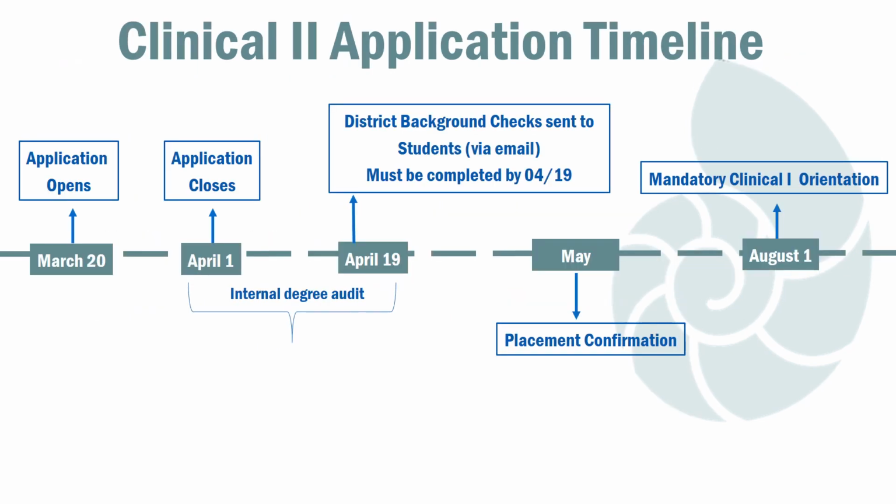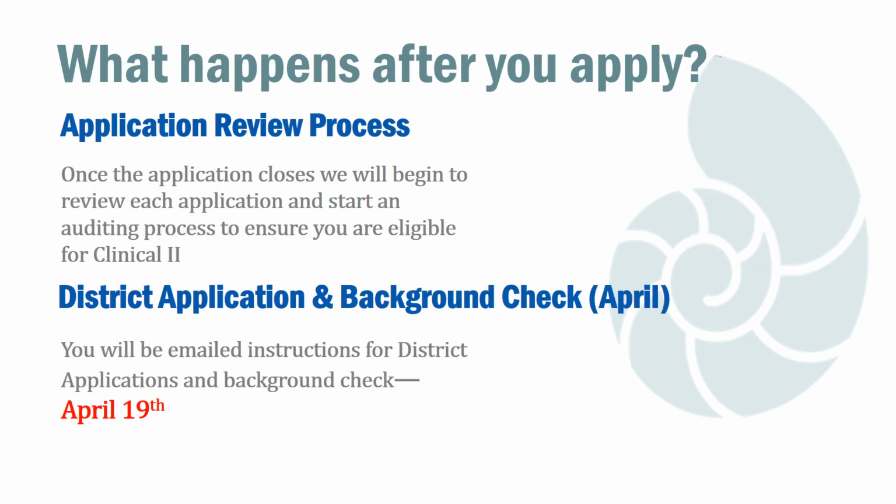Clinical 2 application timeline. The application will open on March 20th and close on April 1st. Between April 1st and April 19th, there will be an internal degree audit that will take place, where we will review your application and confirm if you have been cleared for Clinical 2. District background checks will be sent to students via email and must be completed before April 19th. In May, we will confirm your placement.